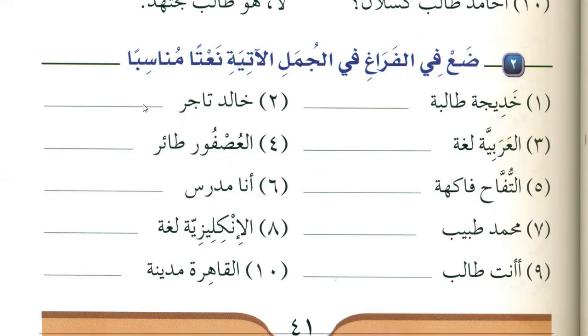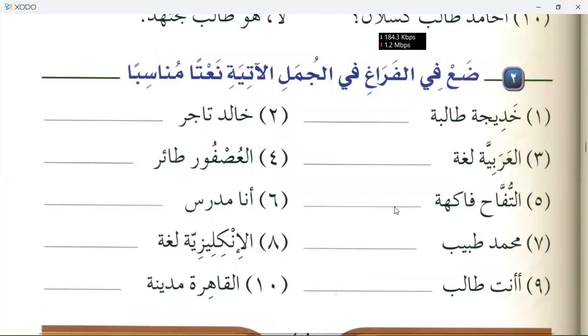Khalidun tajirun ghani. Khalid is a rich merchant. Al-Arabiyyatu lughatun jamila. Arabic is a beautiful language. Al-usfuru ta'irun saghir. The sparrow is a small bird. At-tuffahu fakihatun laziza. Apple is a delicious fruit.